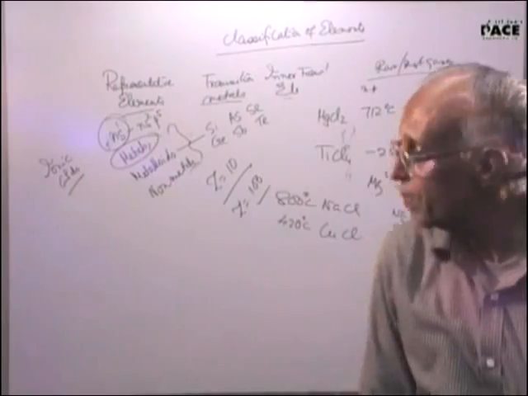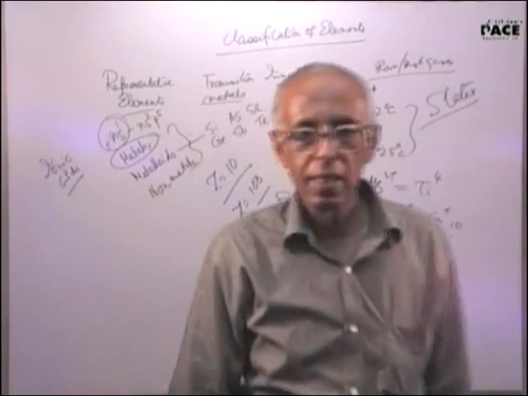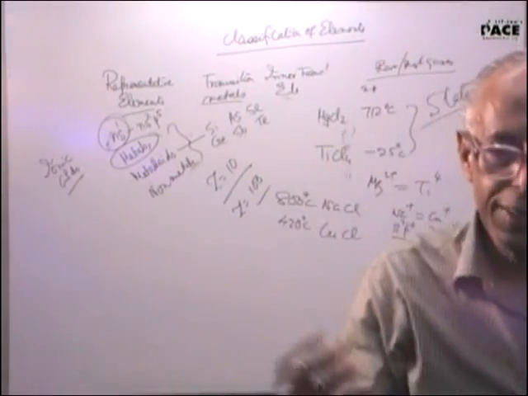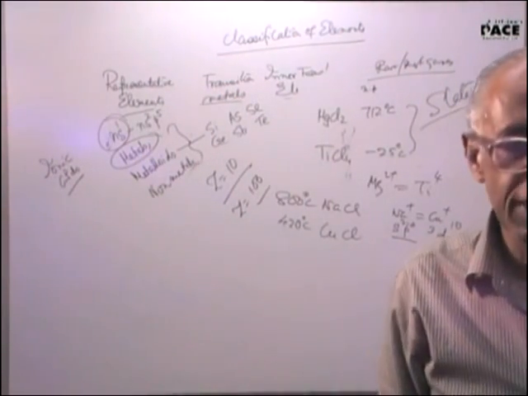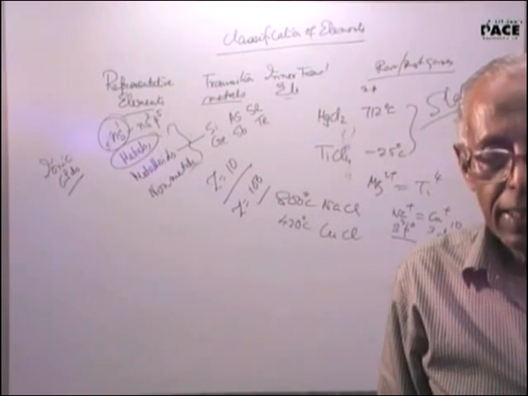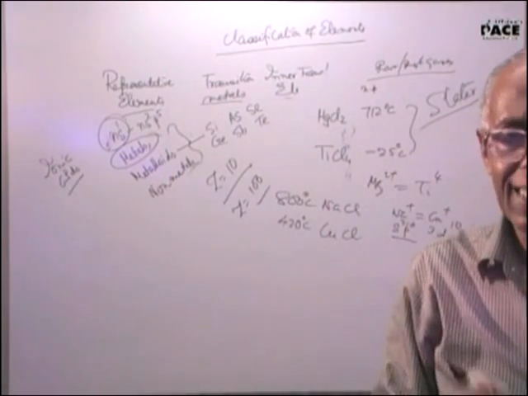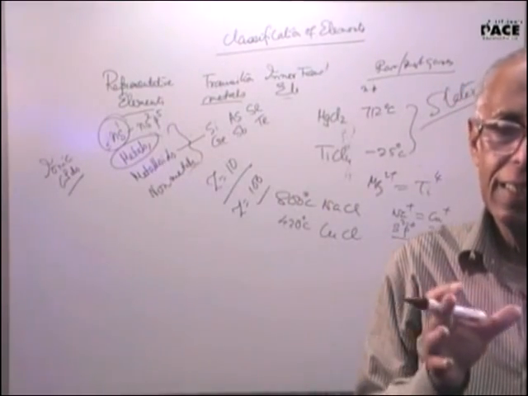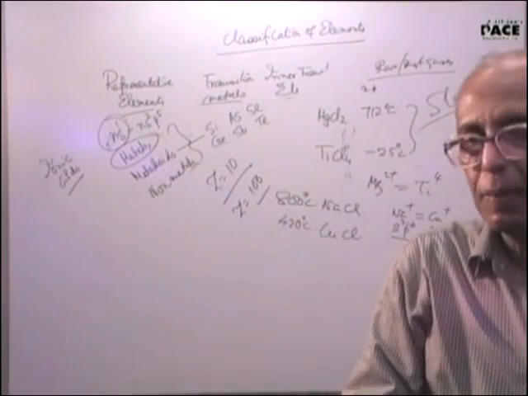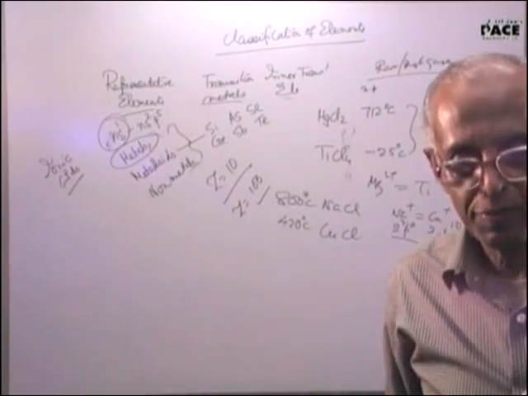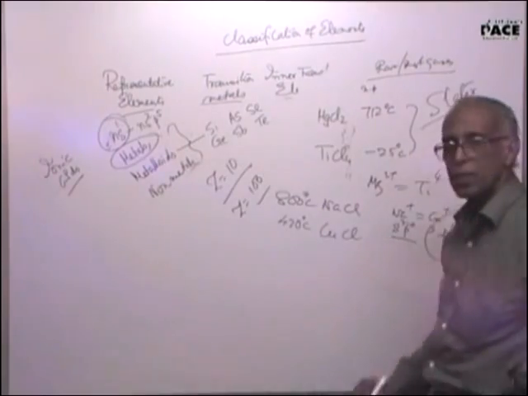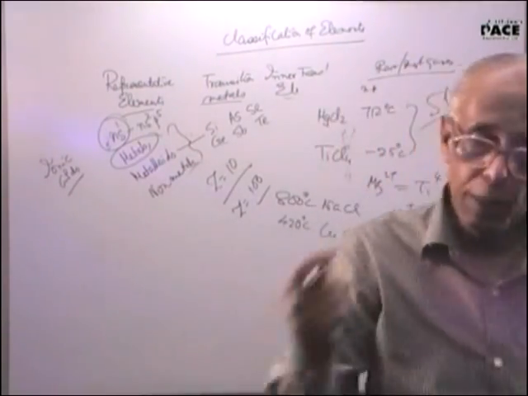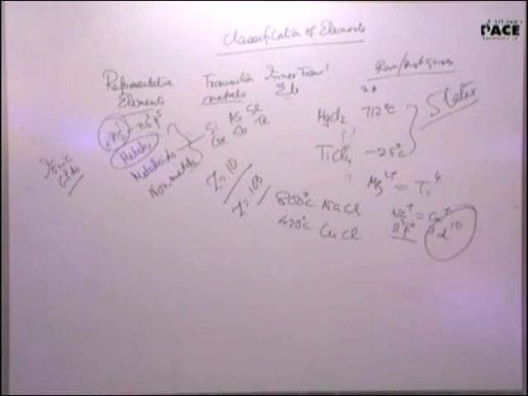Now, Slater suggested a method to calculate the shielding constant of an electron. He proposed that s and p electrons shield the nuclear charge more effectively than d or f electrons. As a result, since there are 10 d electrons in Cu+, due to imperfect shielding by the d electrons, the effective nuclear charge increases.